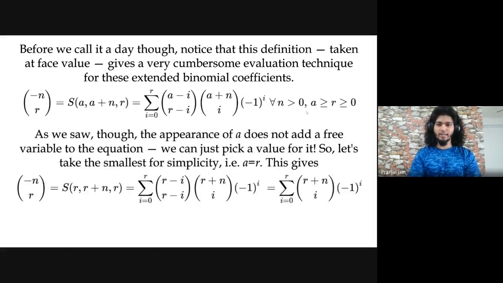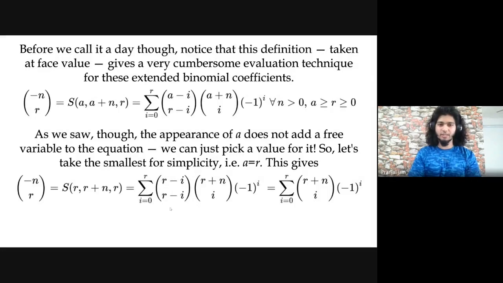The first thing you might notice is that the appearance of A in this expression, as A plus n choose R, doesn't actually add a free variable to the equation. Changing the value of A doesn't change this RHS, just like it doesn't change the LHS. So we can just pick a value for it, the simplest possible value. In this case, the simplest possible value happens to be the smallest possible value. We can't handle A less than R, but we can handle A equal to R. So what if we let A equal R, and then this A minus I just becomes R minus I.